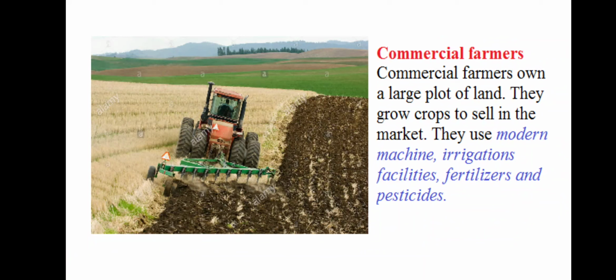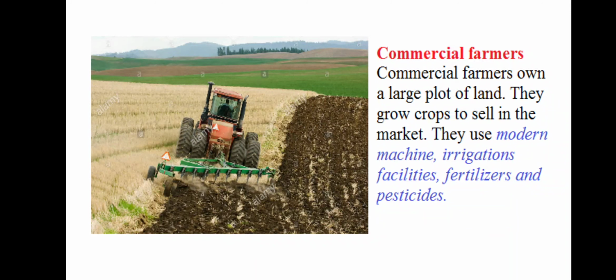Next, commercial farmers. Commercial farmers own a large plot of land. They grow crops to sell in the market. They use modern machines, irrigation facilities, fertilizers, and pesticides. So, commercial farmers are the farmers who cultivate crops to sell them in the market so that people who don't do farming can eat.